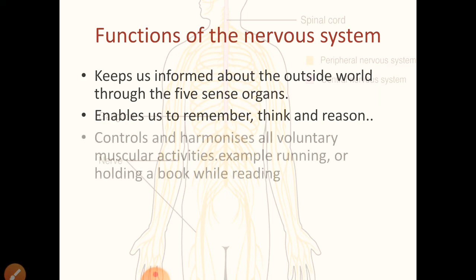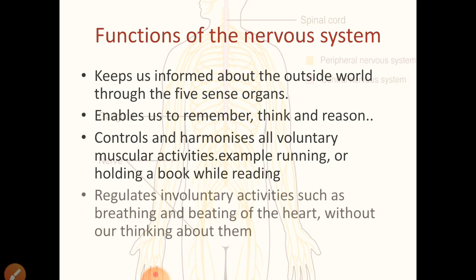Okay, so it controls and harmonizes all voluntary muscular activities, for example running or holding a book while reading. So these are voluntary actions which are under your control. Okay, you can hold a book while reading and you can keep it on the table when you want to, isn't it? So this is under your control, that's why it's known as voluntary actions, and these are controlled by the nervous system.